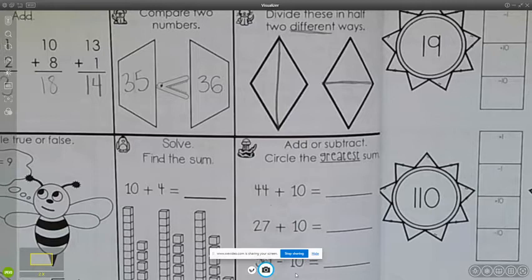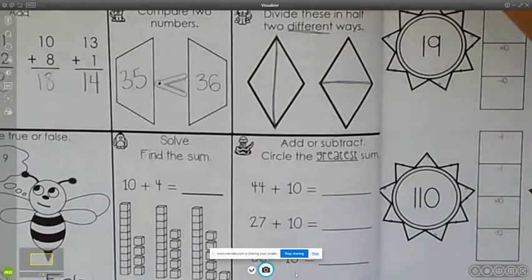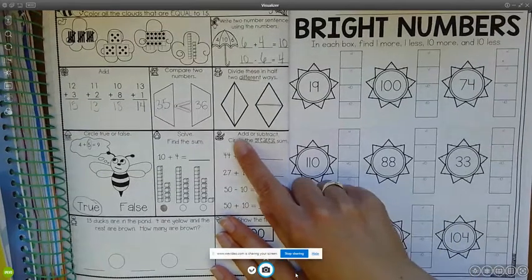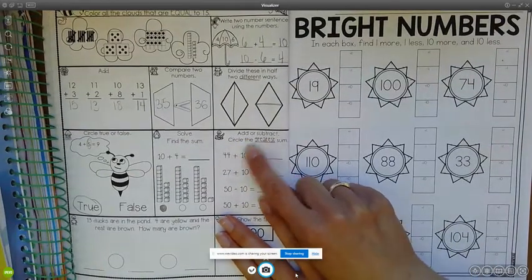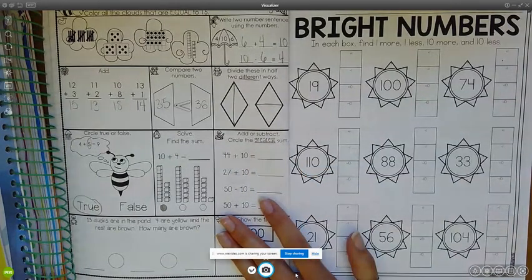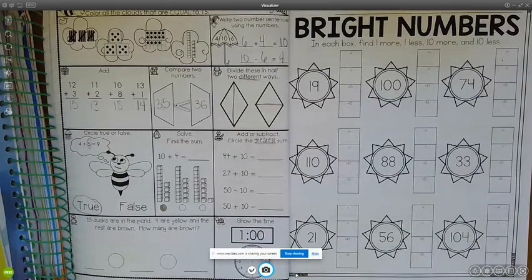All right, friends, so we are currently on this problem. It has 2 directions. It says add or subtract, circle the greatest sum. I'm going to show you with popsicle sticks how to complete these problems.